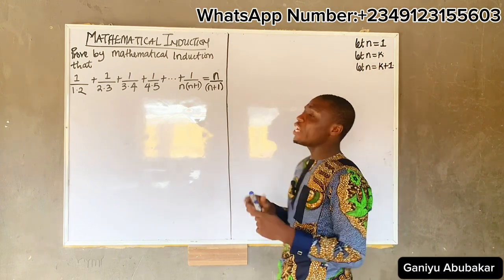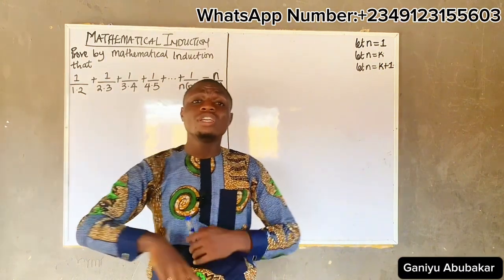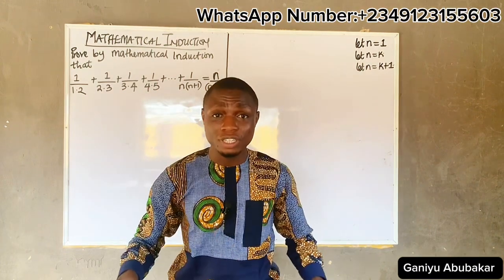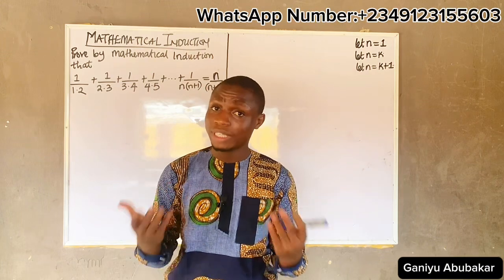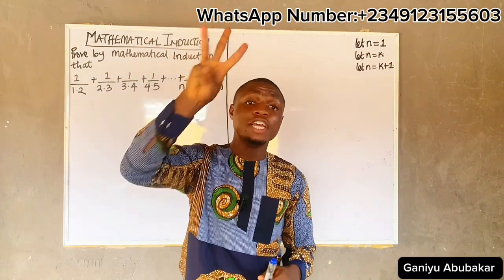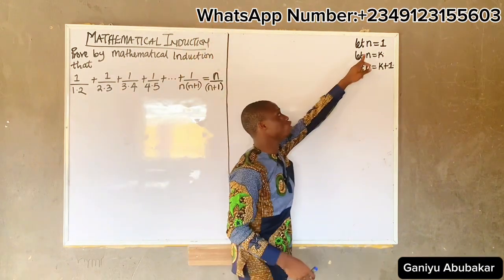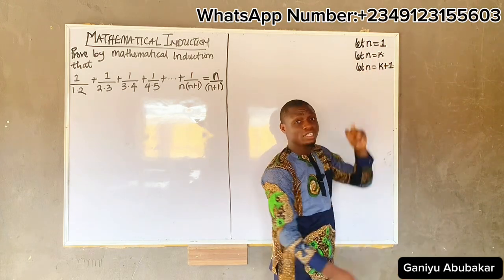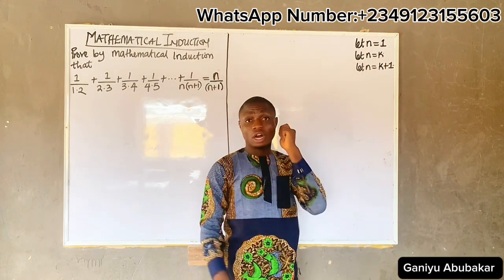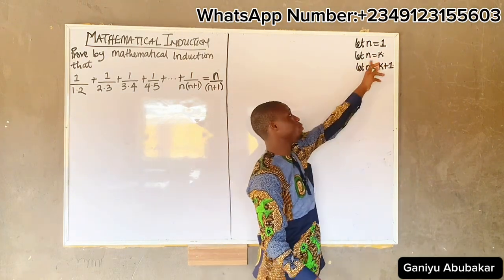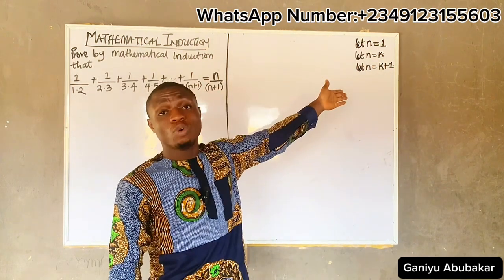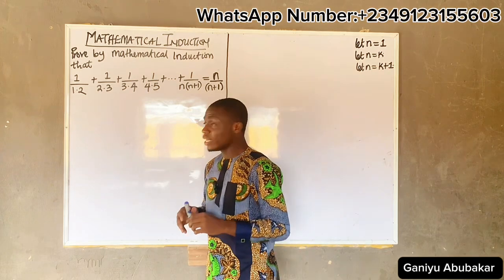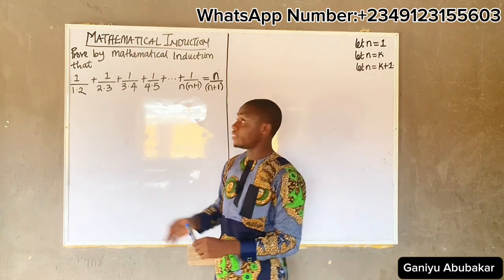So we said when it comes to mathematical induction, the topic is all about proving, the ability to prove mathematical statements. And we said there are 3 rules. The first rule is called the basic step, which is: let n be 1. The second rule is called the induction step, so let n be k. And the final rule is: let n be k plus 1. Let's now use these rules to solve this problem.